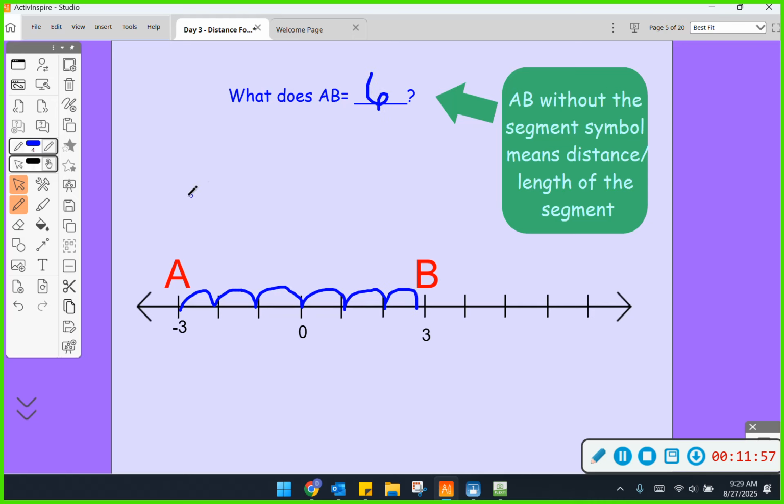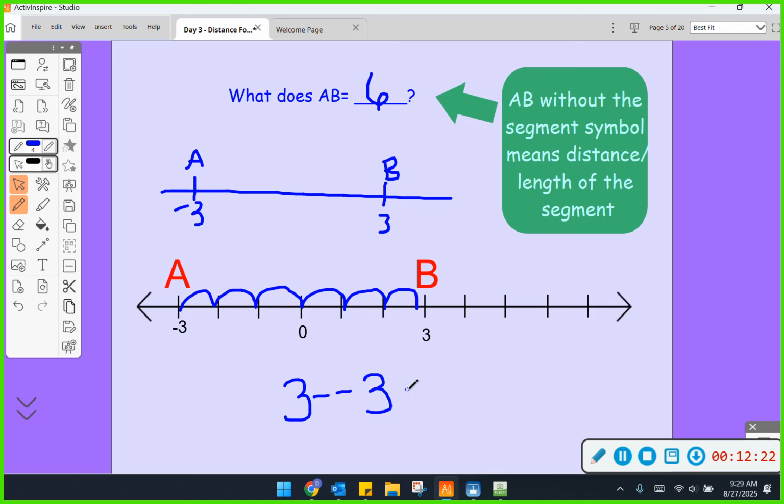Okay. If you looked at your homework though, what if I don't give you all those tick marks and I just say, hey, B is at 3 and A is at -3? How do you do this if I have no tick marks? So this one's a little bit easier because 0 is right in the middle. But you would subtract. What is 3 minus -3? 6. It becomes positive. Does that make sense?